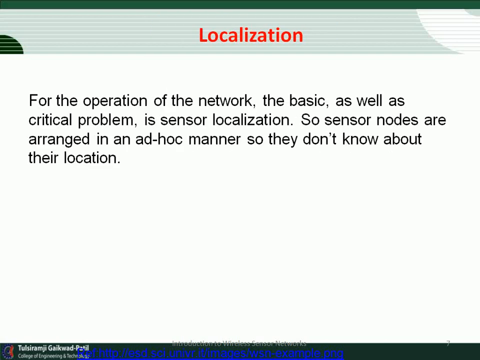Next is the localization. Sensor localization is a fundamental and critical issue for network operation and management. The sensor nodes are deployed in an ad hoc manner, so they do not have any information about their position. The problem of determining the physical location of the sensors after they have been deployed is called localization. This problem can be solved by GPS. So this is the localization.